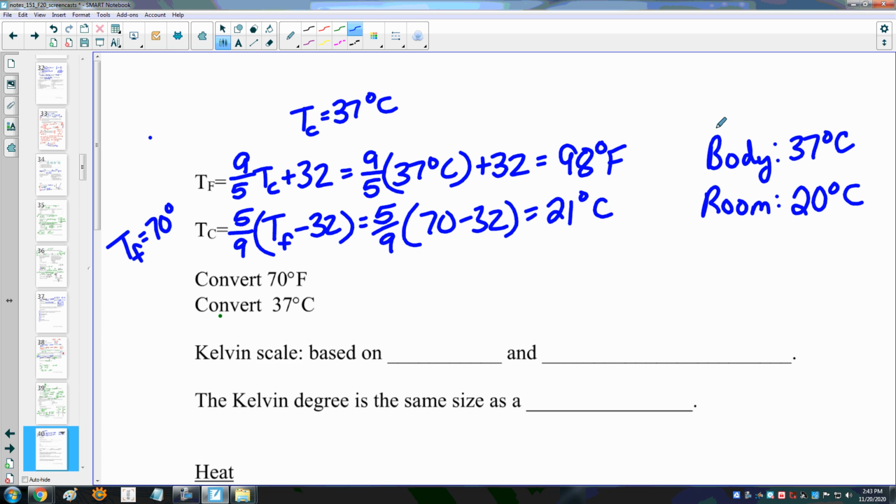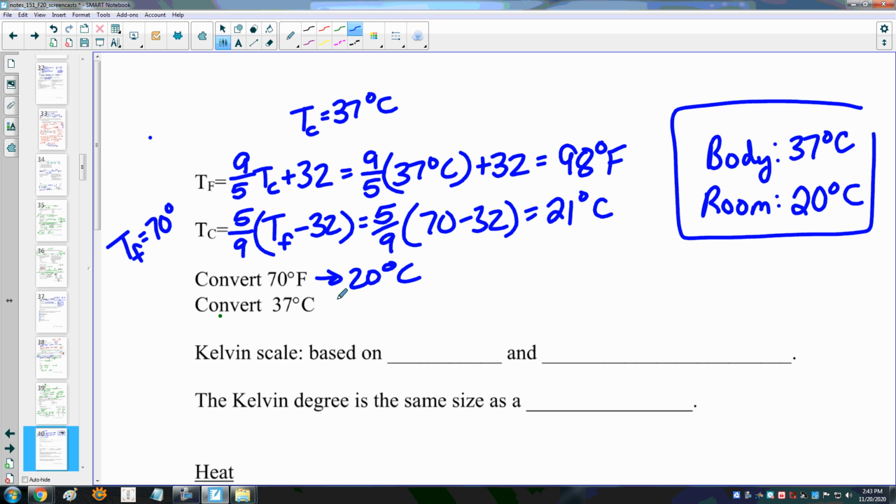If you have a temperature of 30 degrees Celsius, that would be like a really hot Louisiana day. Okay, so these are a couple of standard, familiar temperatures that I want you to know: 70 degrees Fahrenheit, which is 20 degrees Celsius, our room temperature, and 37 degrees Celsius, which is 98 degrees Fahrenheit.